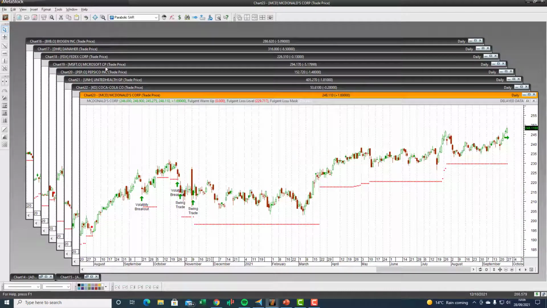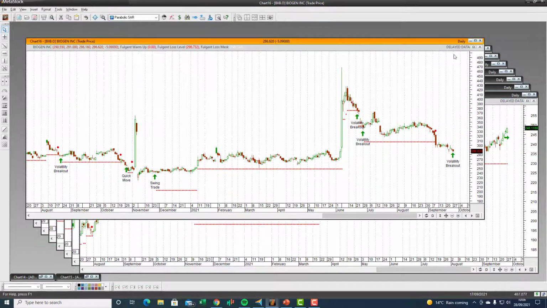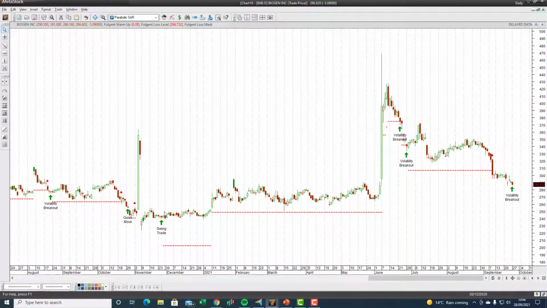Right. Next up, BIOGEN. Now with this stock, you can see the swing trade in December worked out well. You had to sit tight for a very long time, and then you managed to get that move in around the 240, 250 and out around the 380 zone. So that was a fantastic trade. The last volatility breakout did not work out quite so well, so we have a new volatility breakout signal.